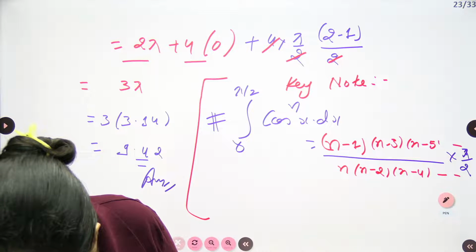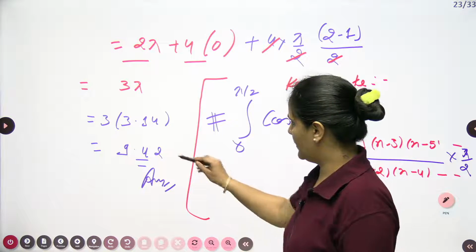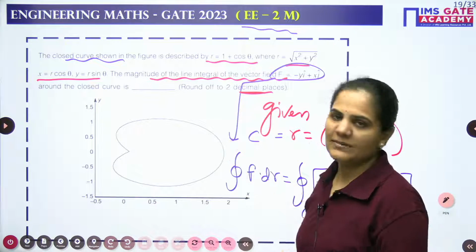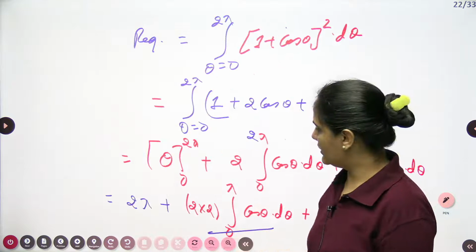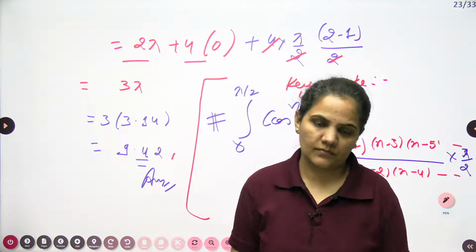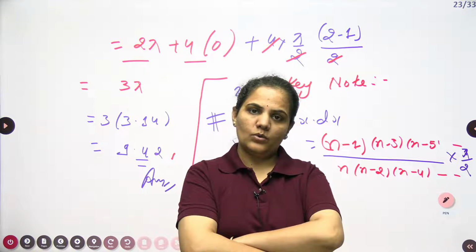You can check the calculator also. So this will be around 9.42, as I hope this is asking about decimals. Round off to 2 decimal places. So we can very easily write down, rounded off up to 2 decimal places, 9.42. Okay, guys. Yes, so I hope this is clear.